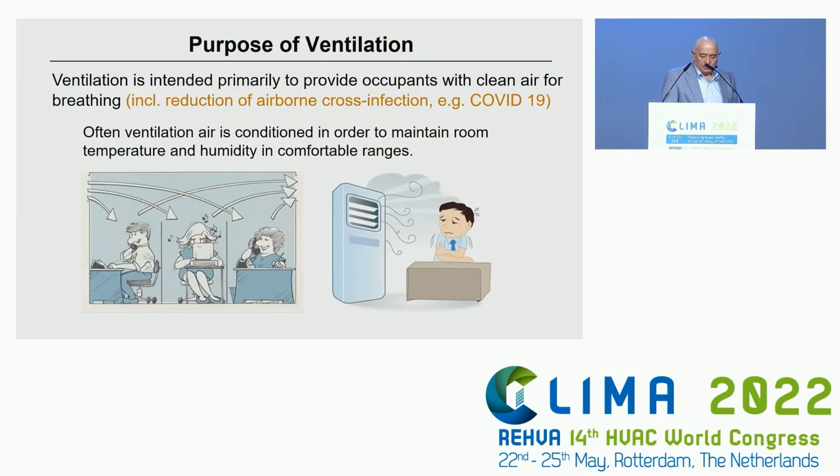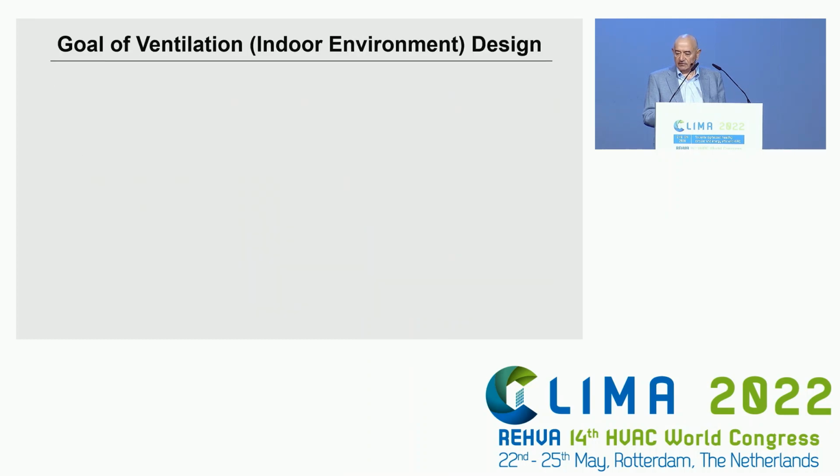The purpose of ventilation is primarily to provide clean air for breathing. And we have to provide this to every person in the room, not some average person, which does not exist, not to the room in general. And often we use ventilation air to condition it in order to achieve a better thermal environment in the space. But we should not forget the primary aim of ventilation.